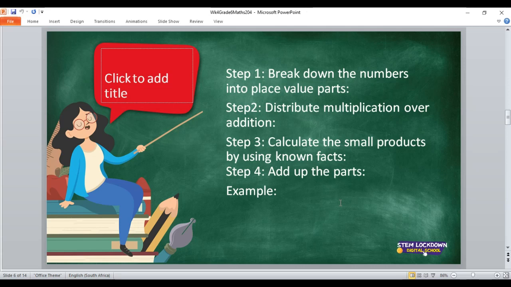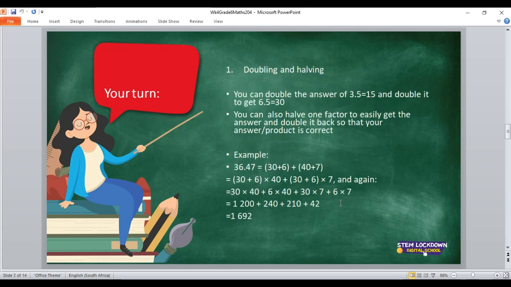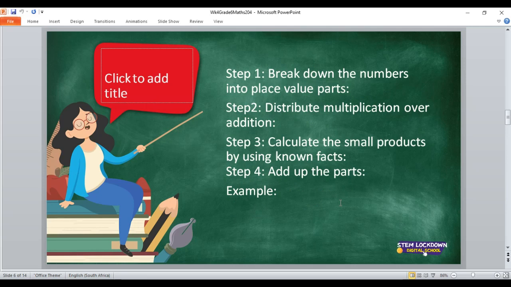The second step is to distribute multiplication over addition. The third step is to calculate the small products by using known facts. And then step 4 is to add up the parts. Now let us look at the example. It's not written here, but I'll give you an example.